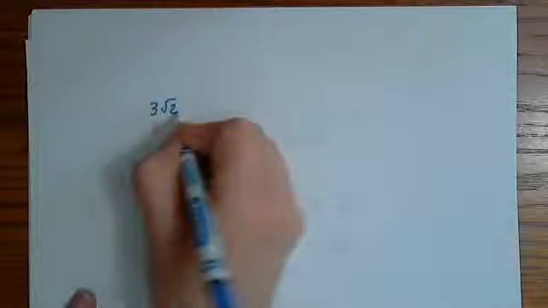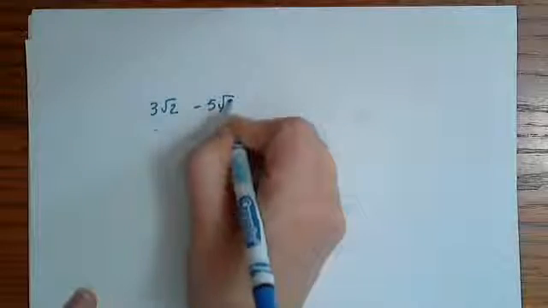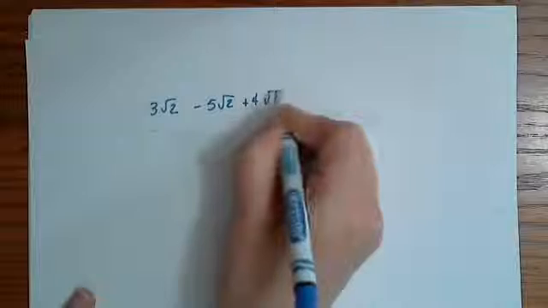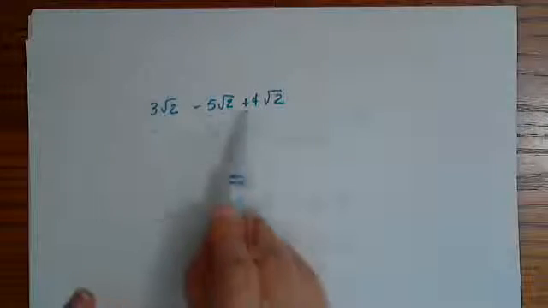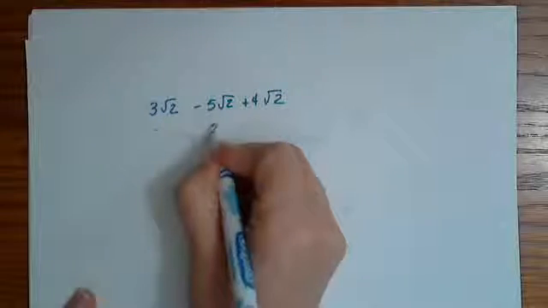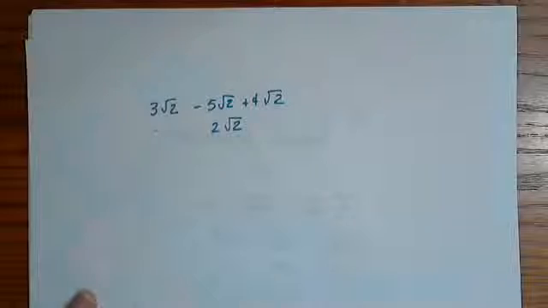So 1A turns out to be 3 root 2 minus 5 root 2 plus 4 root 2. Again, we've got that same square root here, here, and here. So 3 minus 5 is negative 2, plus 4 is a positive 2. So the answer will be 2 root 2.